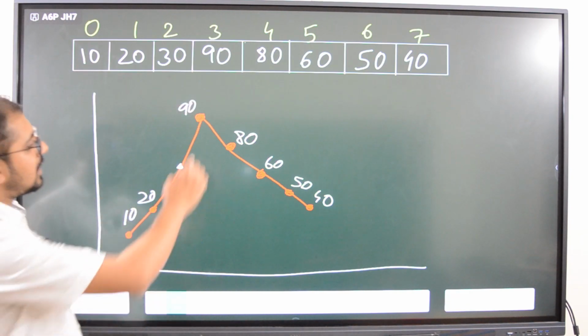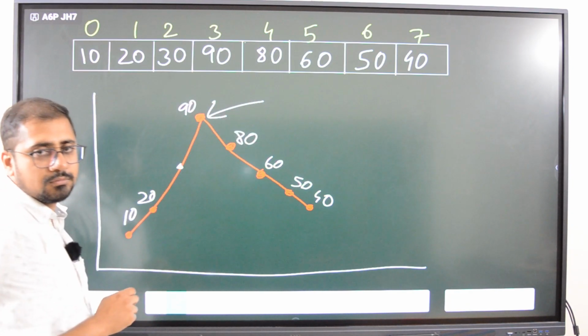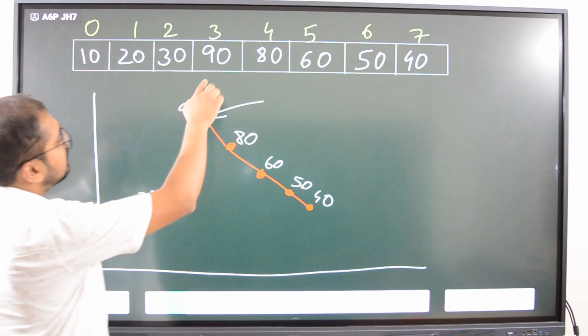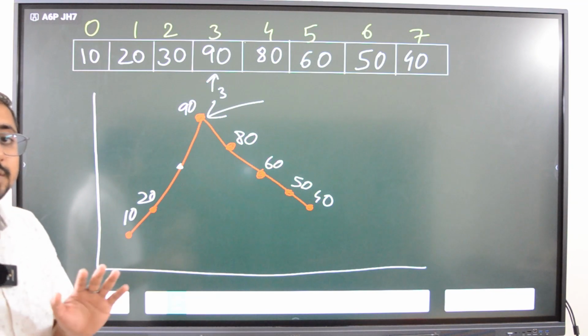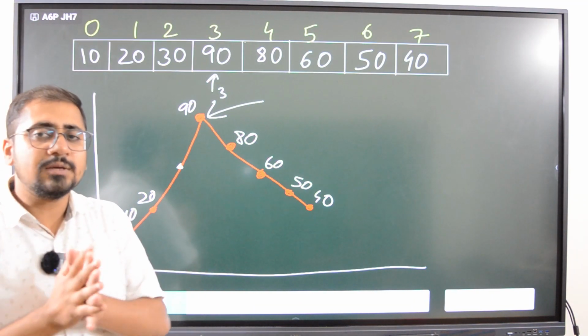Okay, so here we have 90 as the peak. What is the index for 90 here? We have the index for 90 as 3. We have to return the index 3 where we have the peak element.